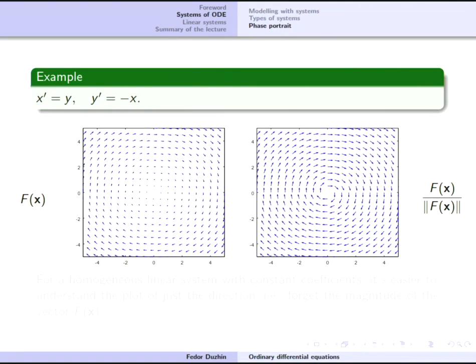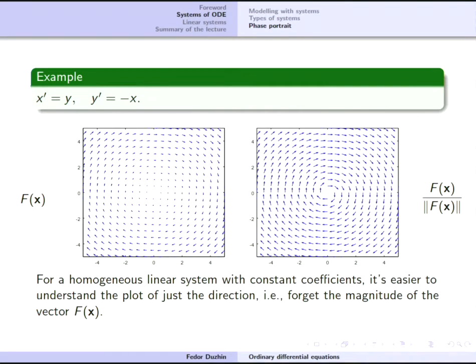But for a homogeneous linear system with constant coefficients, it is always easier to look at the normalized plot. The reason is that such a system is just x prime equals Ax, where A is some n by n matrix with constant coefficients.